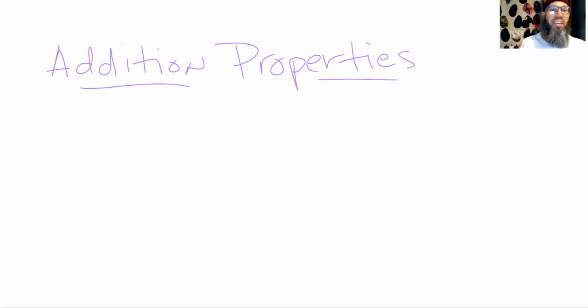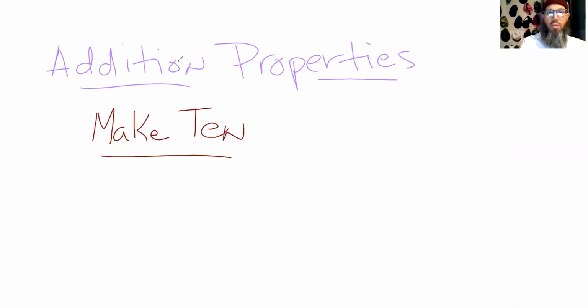The one main thing we're going to look at with this addition property today is the idea of making 10. The addition property of being able to make 10 really comes in handy with understanding all the different groups I can put together to get a solid 10, because then we can learn about how we're adding on 10. That's the progression.